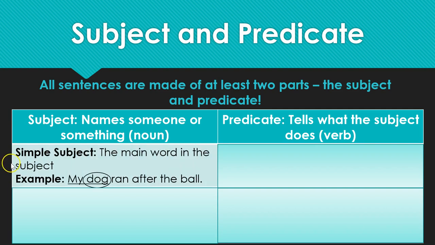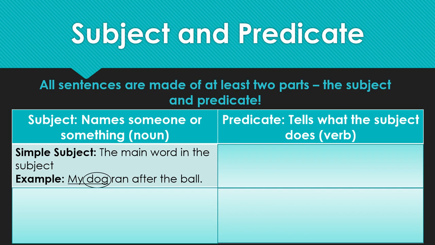So our simple subject is the main word in the subject. Example, my dog ran after the ball. If we're looking for the noun or the main word in the subject, the dog is the noun. It's a person, place, or thing. A dog is a thing. So all the words before that thing would be included in the simple subject.